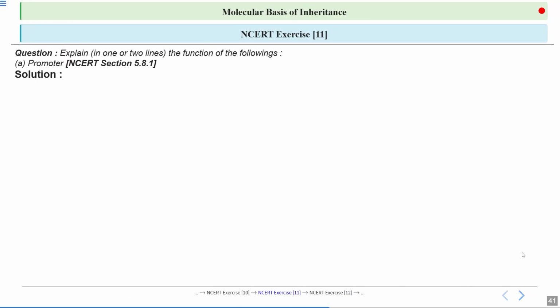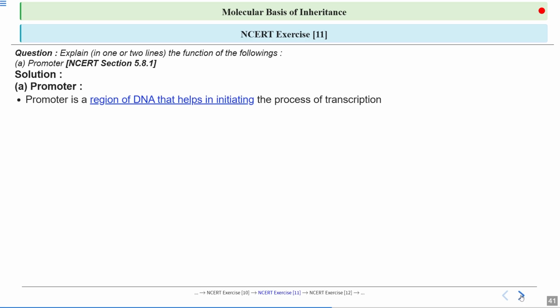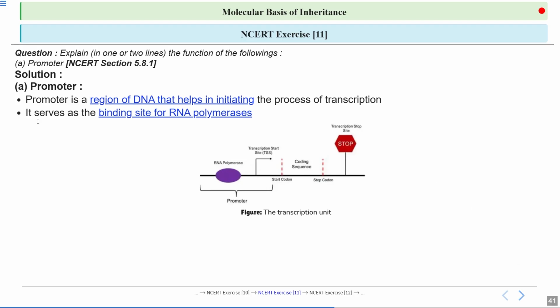Now, first comes promoter. Promoter is a region of DNA that helps in initiating the process of transcription. It serves as a binding site for RNA polymerase. So what is happening here? The promoter is a region of DNA that helps in initiating the process of transcription. It allows the binding of RNA polymerase. RNA polymerase with the help of the sigma factor will go and bind to this promoter site, and this will initiate the transcription. So this is what a promoter is.